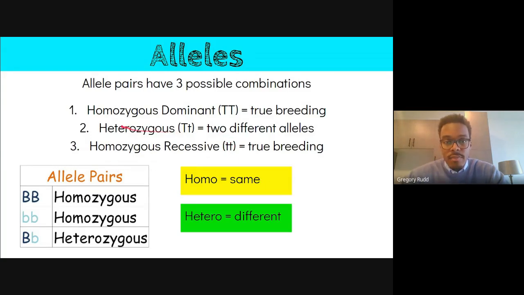Heterozygous in this case, or in any case, is one of both. You've got one dominant allele and one recessive allele. Typically, we write the dominant allele first. So you should almost always have your capital letter first.